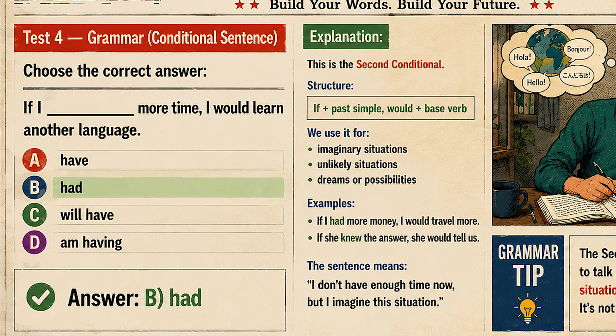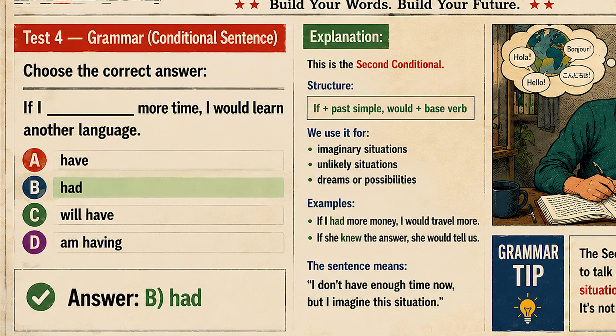Imagine I had more time. It's not possible now, but imagine. Then I would learn another language. That is why we use had. We don't say, if I have more time, right?